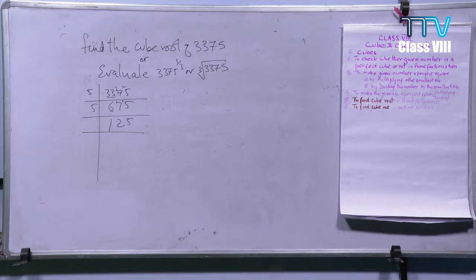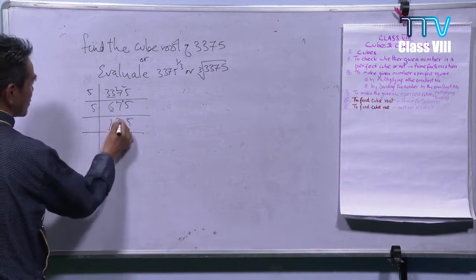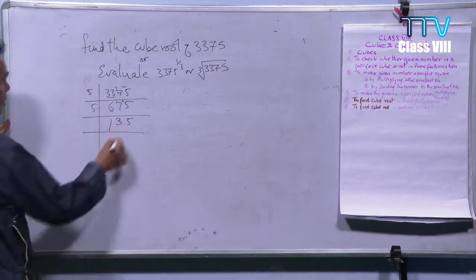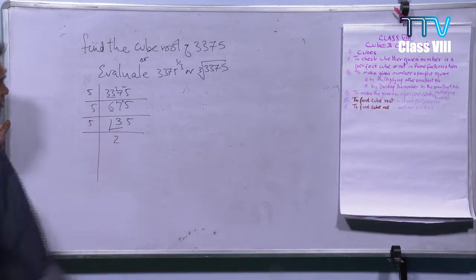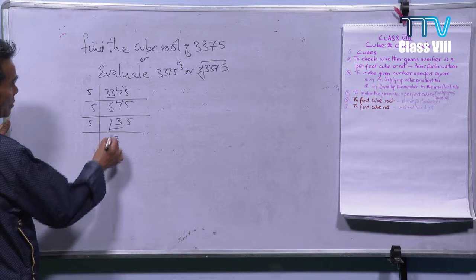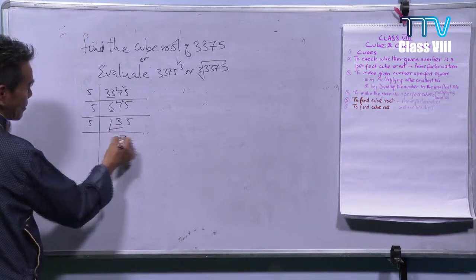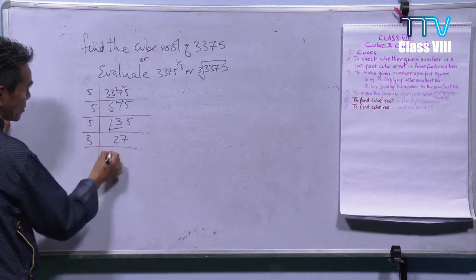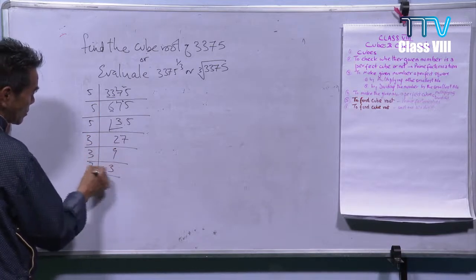Then 5 times 6 is 30, 3 left, 37, 5 times 7 is 35. 5 times 3 is 15. Again divide by 5: 5 times 2 is 10, 3 left, 5 times 7 is 35. Okay, that's 3. Then 3 times 3 is 9, and 3 times 3, and 3 times 1 is 3.